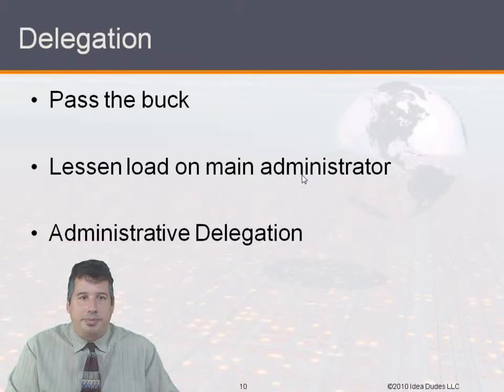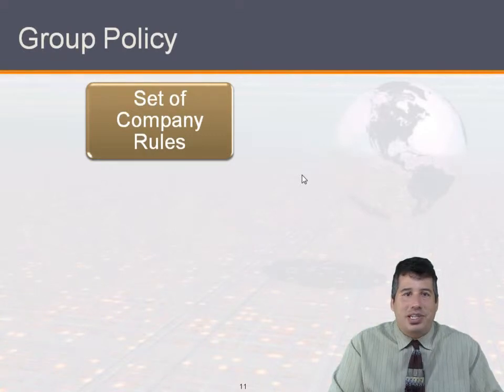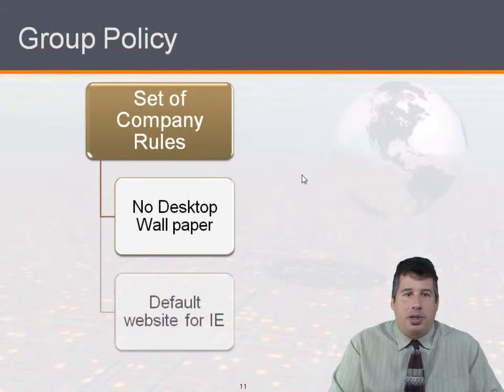Group policy is a set of company rules. It standardizes our desktop, standardizes our environment. No desktop wallpaper, for example. Default website for IE. So we could make it so that your default website is www.gogo.com.